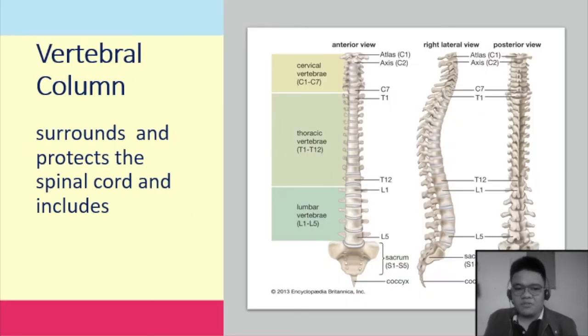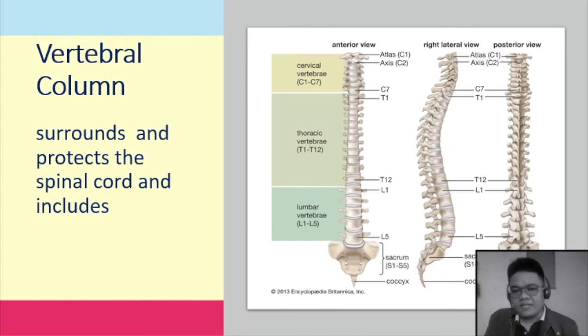Then class, you have your vertebral column. So class, your vertebral column surrounds and protects your spinal cord. So class, your vertebral column would include your cervical vertebrae, your thoracic vertebrae, you have your lumbar vertebrae, and then you have your sacrum. And then you have, class, your coccyx.